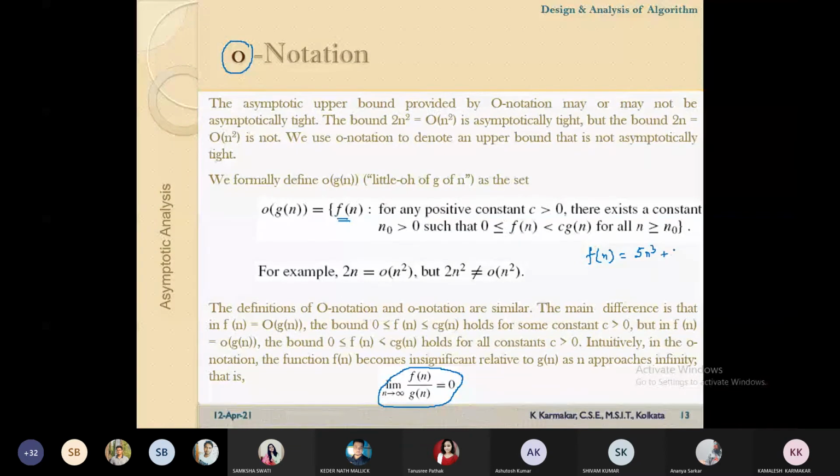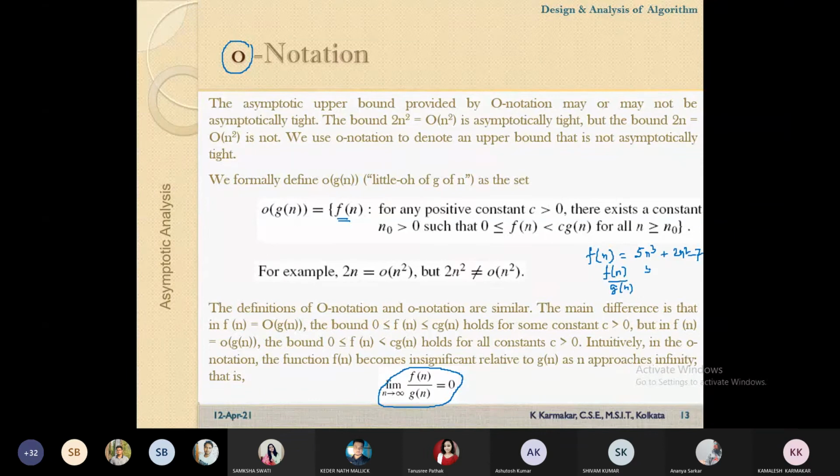Let me take one example: a function f(n) equals 5n cube plus 2n square minus 7. This is the given function. Here we have to calculate f(n) by g(n). These representations are rarely used, but in some systems we have to use small o as well as small omega.